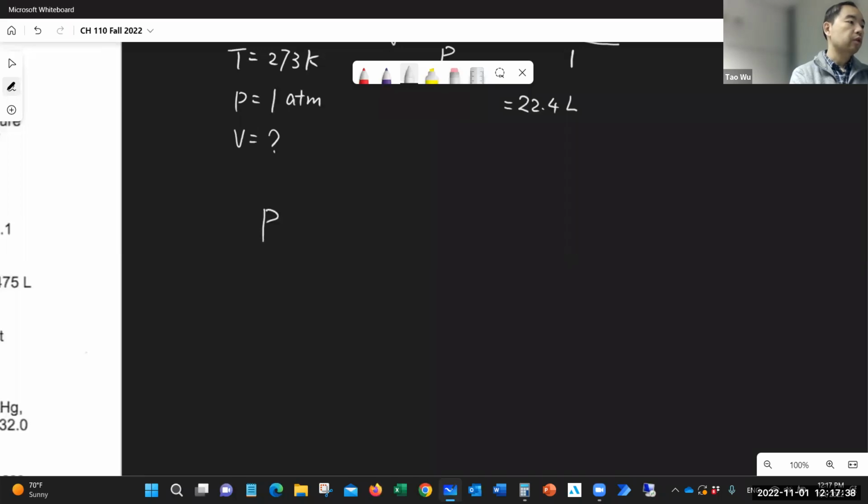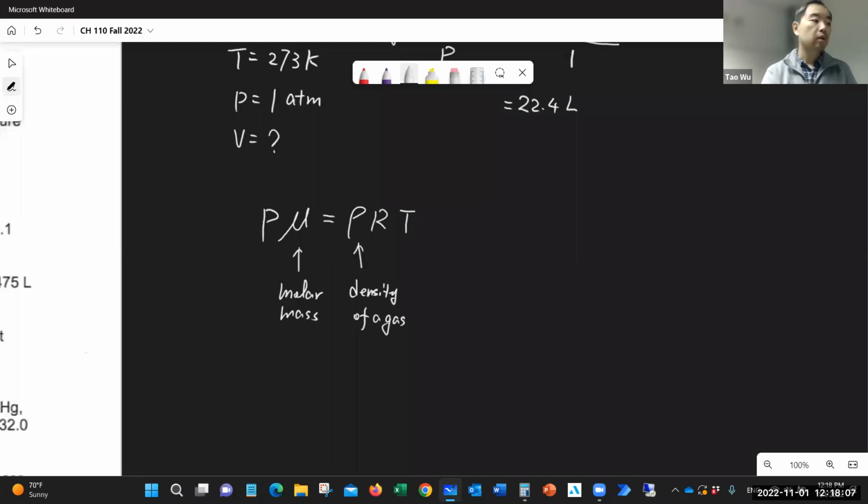The variation is that the pressure times the molar mass of the gas equals the density times R times T. The mu here is the molar mass of the gas, and the rho here is the density of the same gas. So this is the variation. Let's talk about how we get this equation, which is also called the ideal gas law.